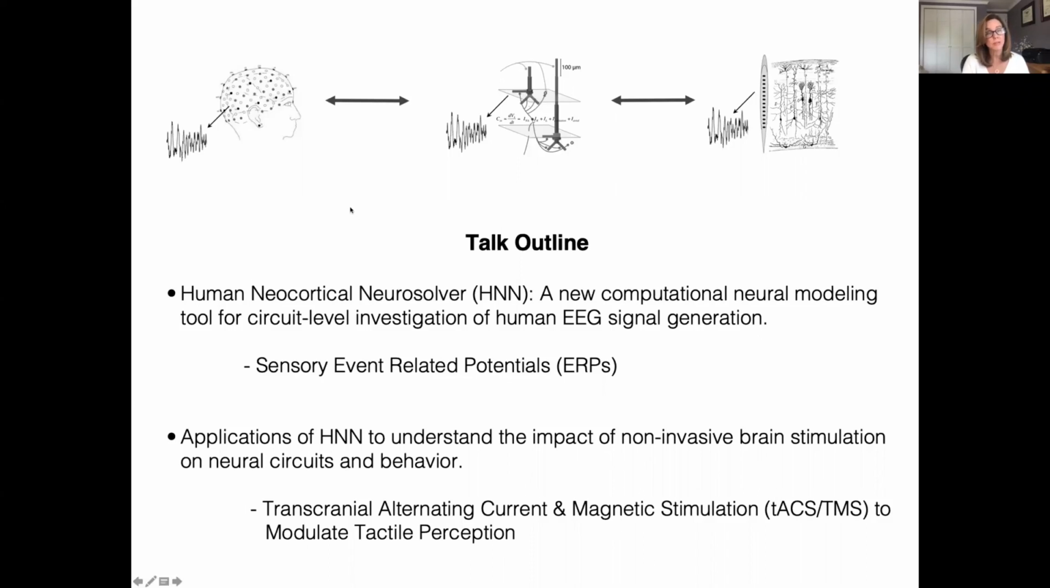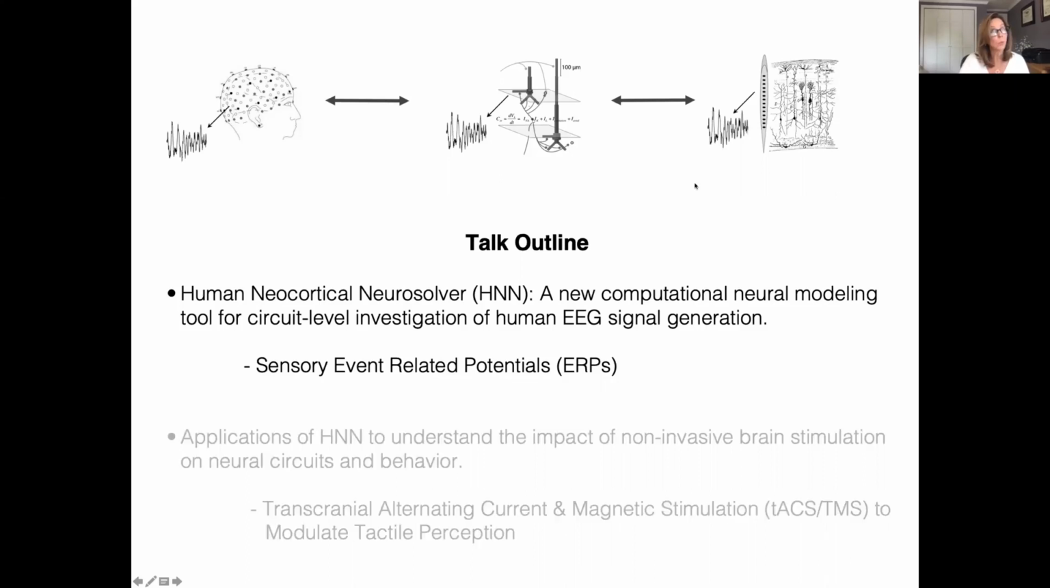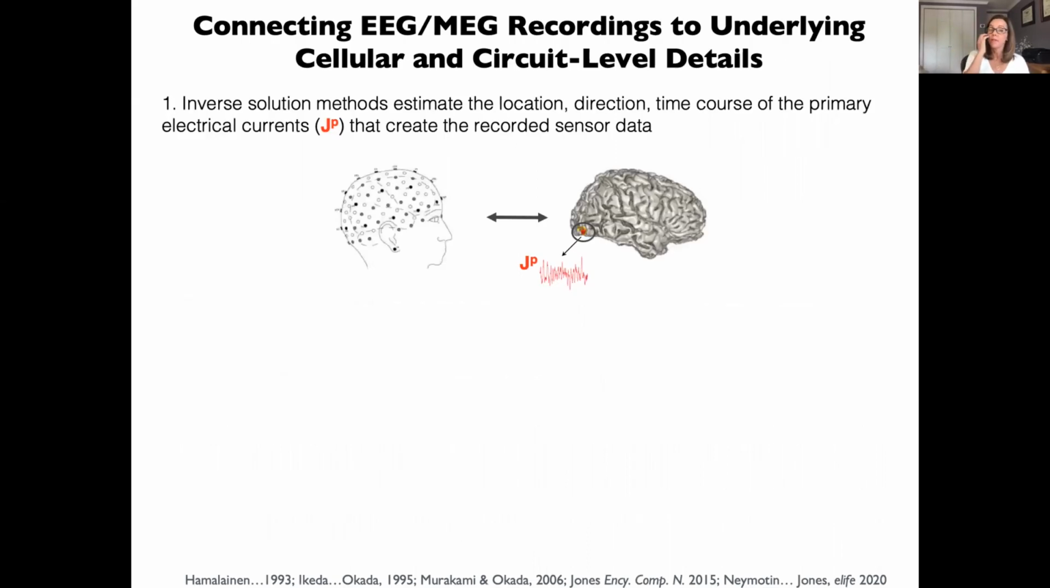So how do we begin to develop a model that can connect these extracranially measured EEG signals to the underlying cellular and circuit level activity? Well, there are two steps along the way. The first is that we have to realize that EEG signals are generated by big electrical currents in the brain. And the first step in getting at the underlying cellular level generation is to perform inverse solution methods that estimate the location, the direction, and the time course of these big electrical currents that we call primary currents that contribute to the recorded data.